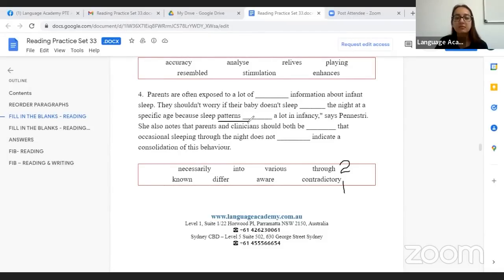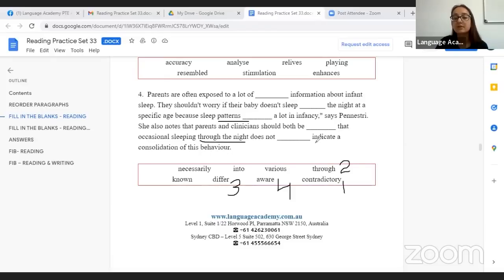So patterns is plural, so we need a verb without s. Sleep patterns differ a lot in infancy. She also notes that parents and clinicians should both be dash that occasional sleeping through the night. So this was the hint that you can use through with night. So both parents and clinicians should be known or should be aware. So should be aware of, because it's a fact written after, should be aware that occasional sleeping through the night does not indicate a consolidation of this behavior.